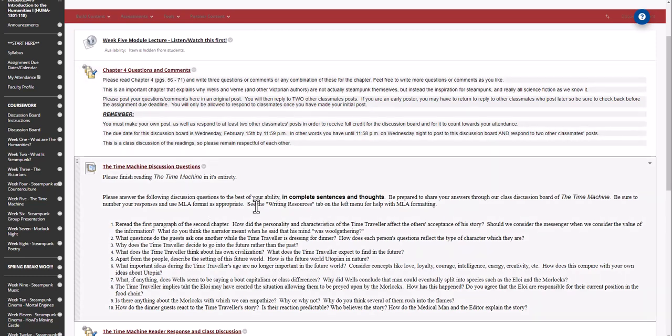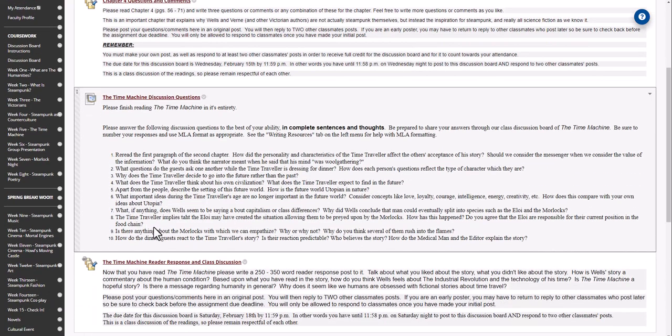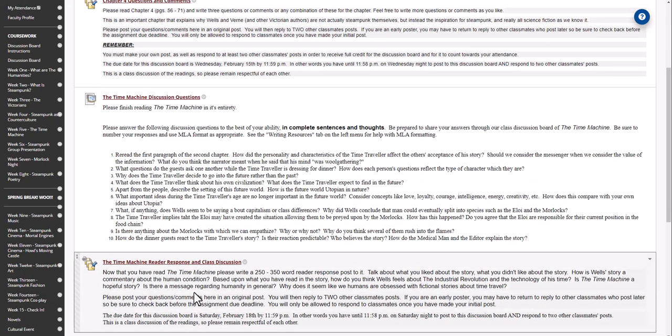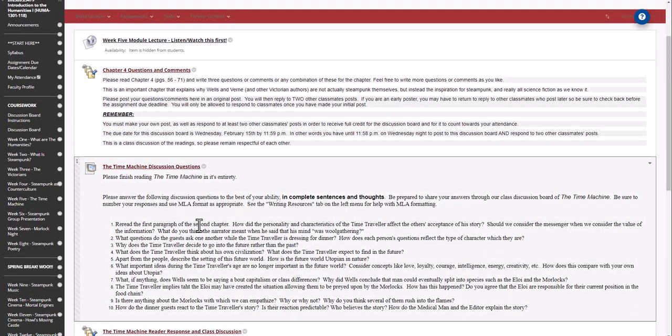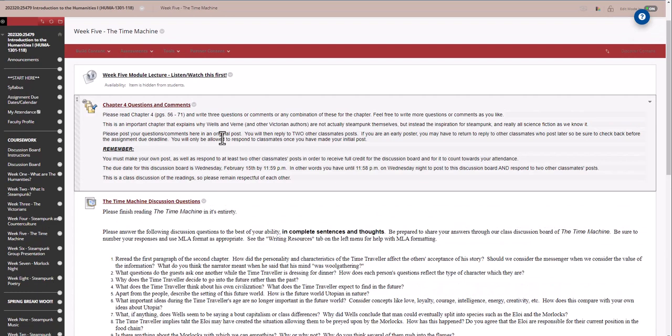Answer the discussion questions. Those will all be due on Saturday, as well as the Time Machine Reader Response class discussion, which will also be due on Saturday. That's a discussion board. The discussion questions are an individual assignment, and Chapter 4 questions and comments is this week's Wednesday discussion board that will count for attendance.